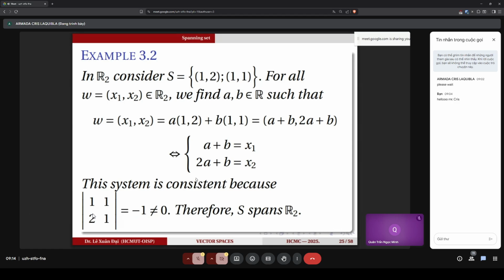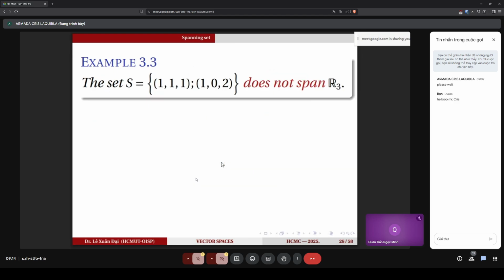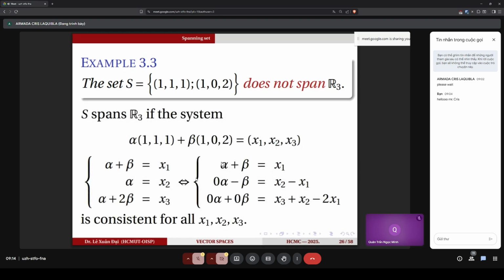Now, this kind of solution is only applicable to square matrices. Okay? This is only applicable to square matrices, where you use the determinant. Next, we have this one: 1 1 1 and 1 0 2 does not span R3. So here, class, the matrix that we can form is a 3 by 2, because you have here 1 1 1 and 1 0 2. Now in this solution, it will span R3.